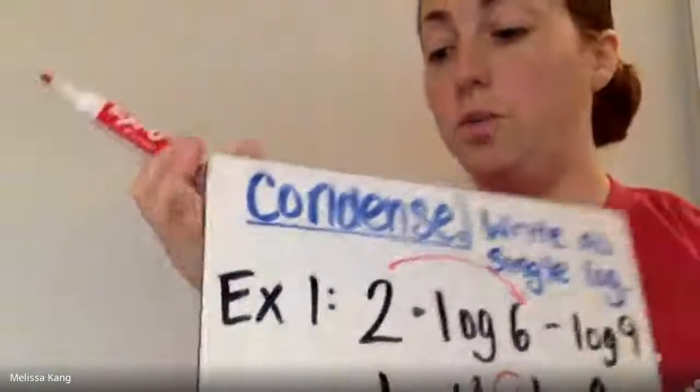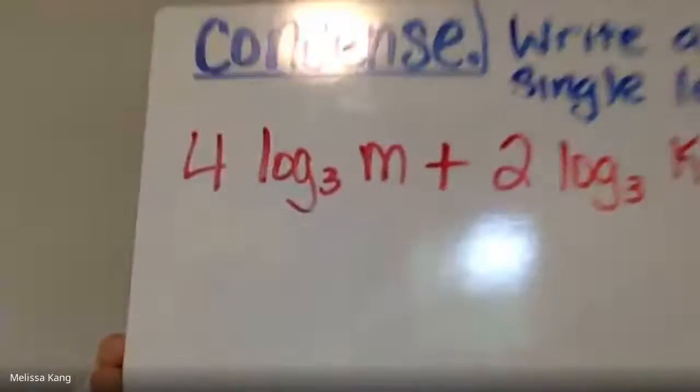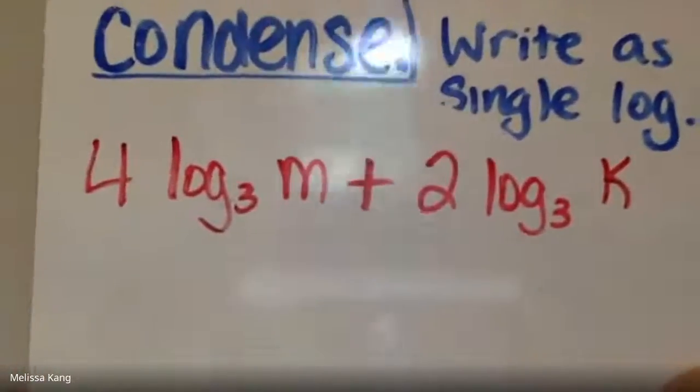Now I want to show you one that is an addition so that you see that as well. So it's going to be example 2. Again, the rule is to condense. We're writing as a single log. Okay, so I have 4 log 3m, because my first name is Melissa, plus 2 log 3k, because my last name is Kang. MK, hello. All right, so we can also have variables with this.